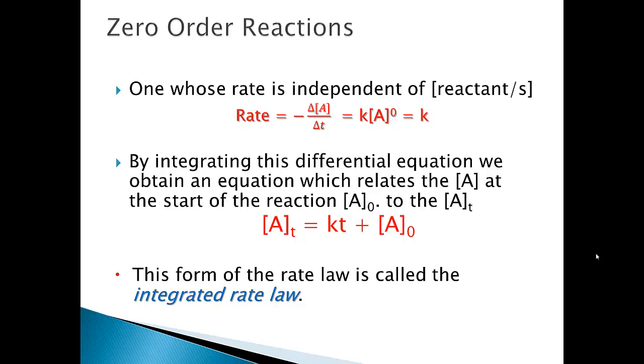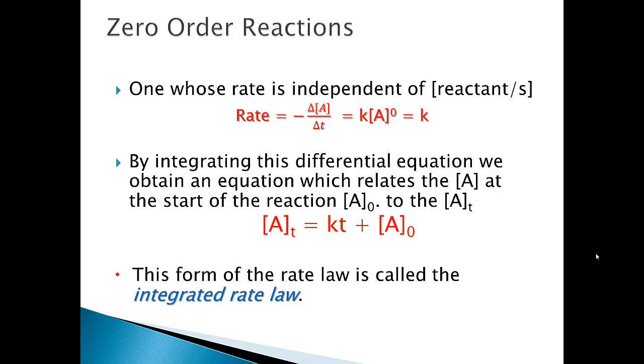A zero order reaction is one whose rate is independent of the reactant or reactants. So the rate is equal to negative the change in concentration of the reactant over time, which equals the rate constant multiplied by the concentration of our reactant to the power of 0. Overall, the rate is equal to the rate constant. So rate equals lowercase k, which is the rate constant.